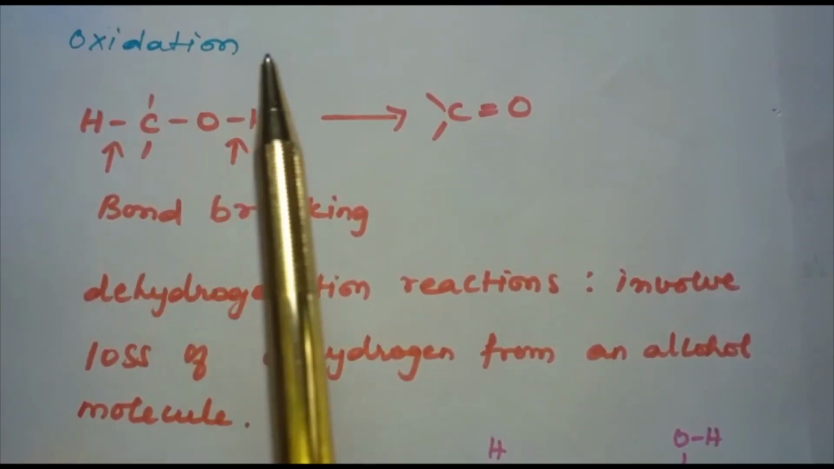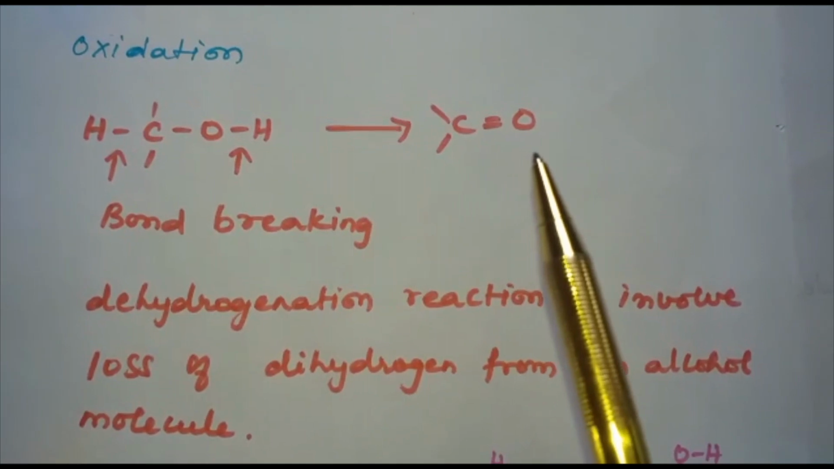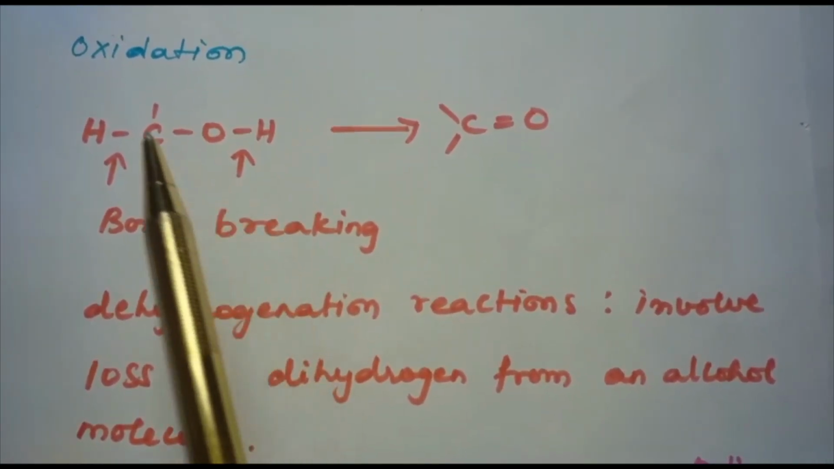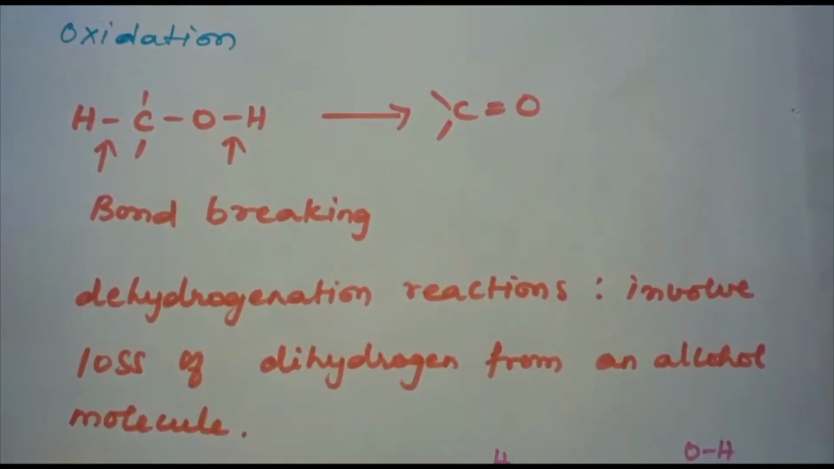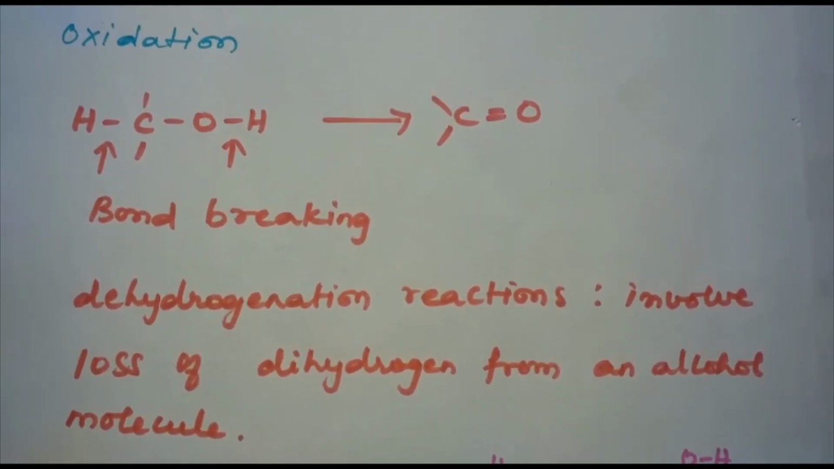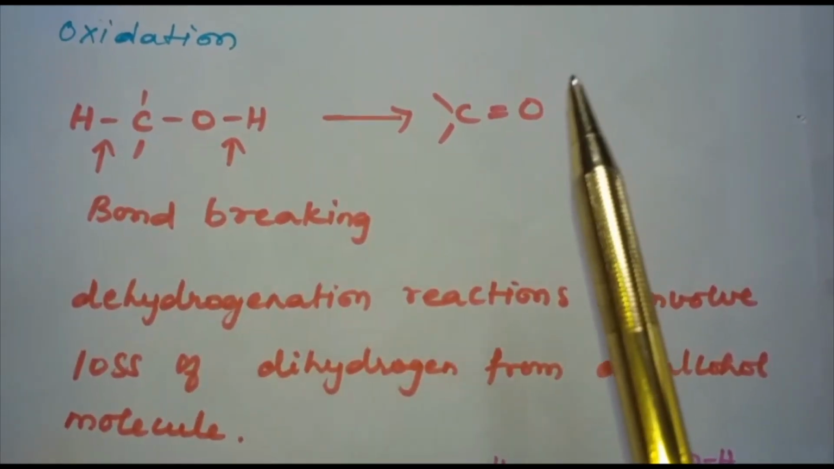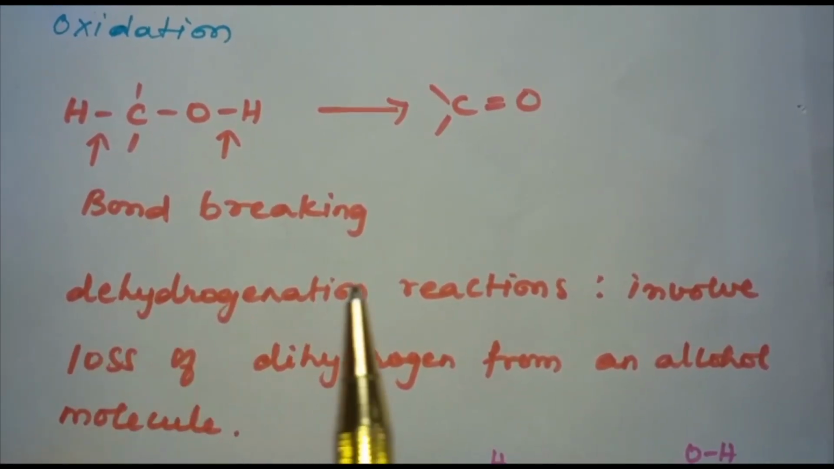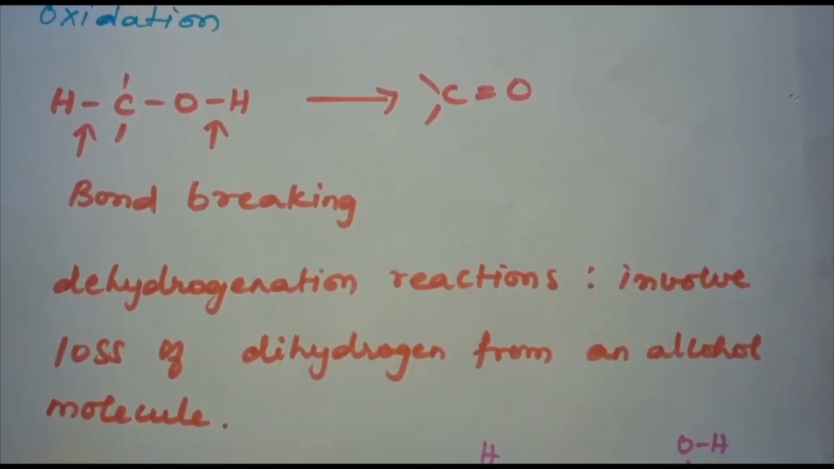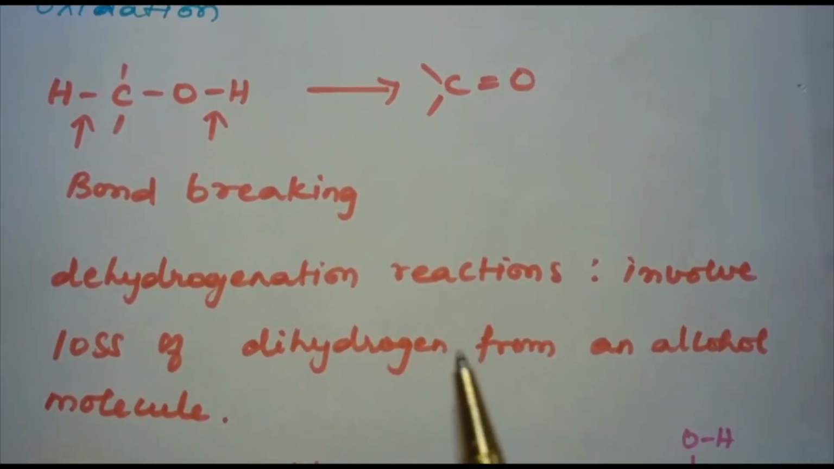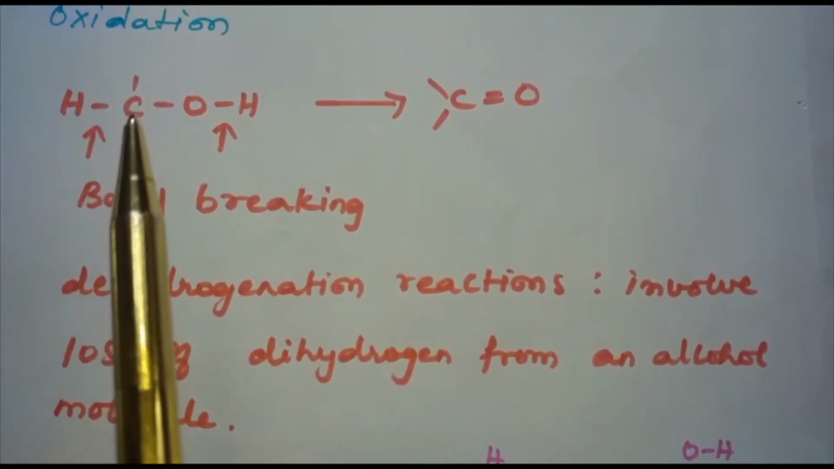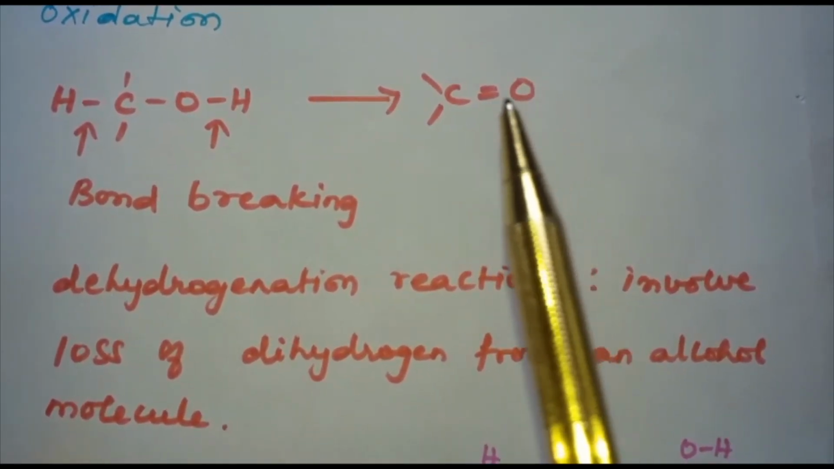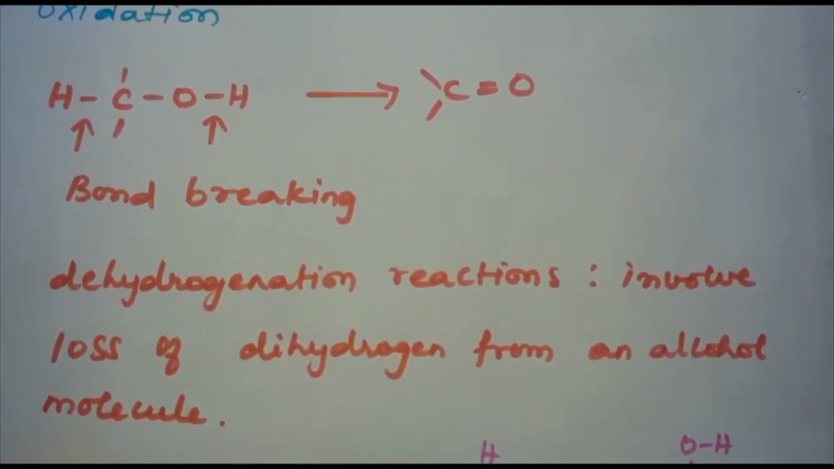Next is the oxidation of alcohols. The oxidation of alcohols involves the formation of a carbon-oxygen double bond, which is formed by the cleavage of OH and CH bonds. Such cleavage and formation of bonds occur in oxidation reactions, and these reactions are also known as dehydrogenation reactions. Dehydrogenation involves loss of dihydrogen from an alcohol molecule. Here one hydrogen is lost, and here one hydrogen is lost, so we get the C double bond O, that is, carbonyl compounds.